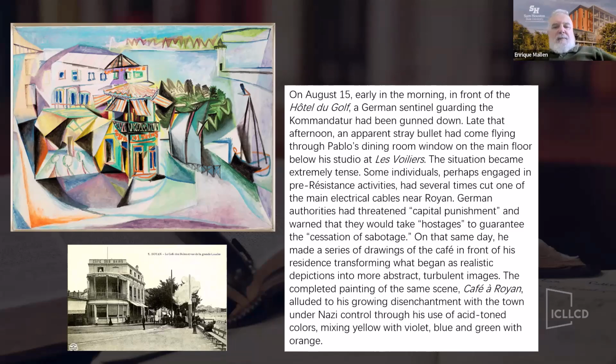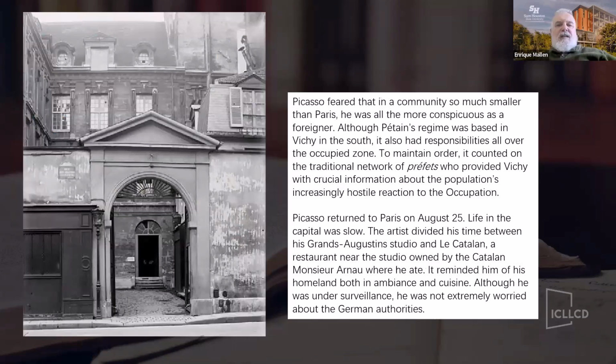On that same day, he made a series of drawings of the cafe that we see here illustrated in front of his residence, transforming what began as realistic depiction into a more abstract, turbulent image. The completed painting that we see here alluded to his growing disenchantment with the town under Nazi control through his use of acid tone colors, mixing yellow with violet, blue and green with orange. Picasso feared that in a community so much smaller than Paris, he was all the more conspicuous as a foreigner.